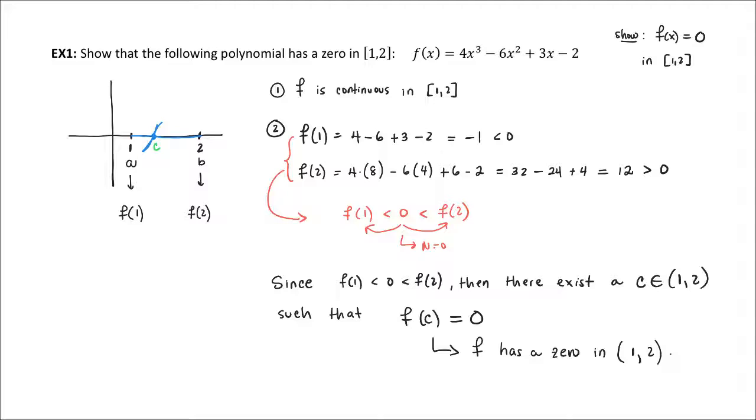Now, we don't know what the value of c is. Again, we don't know if c is 1.5 or 1.8 or 1.03. We don't know. We just know that c exists and is going to be between 1 and 2. So this c right here that I'm circling exists and is between 1 and 2. And that happens by the intermediate value theorem.